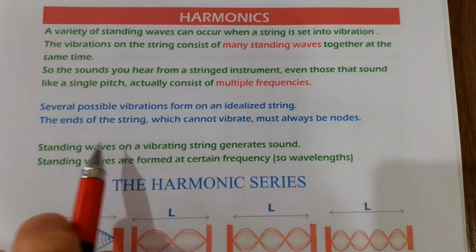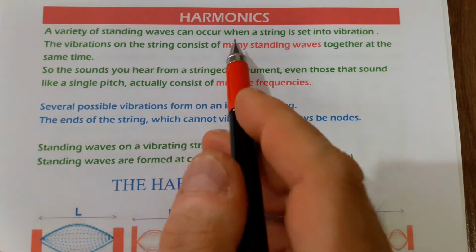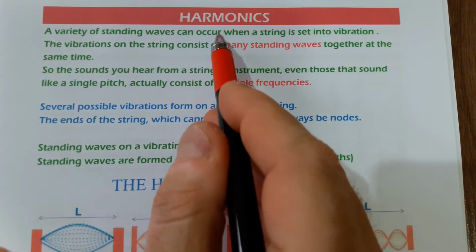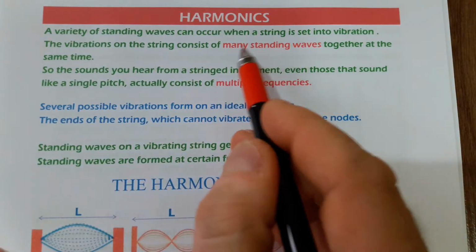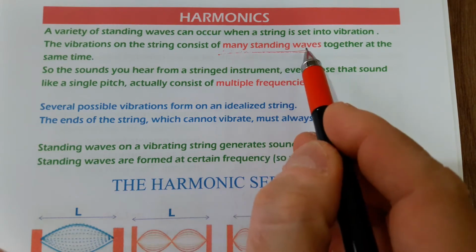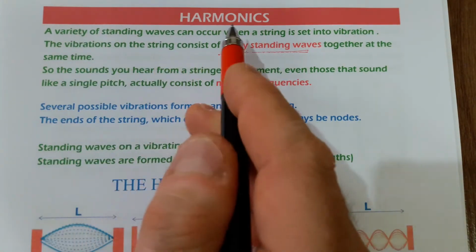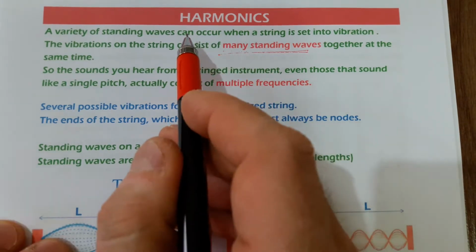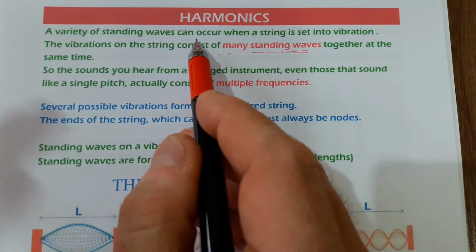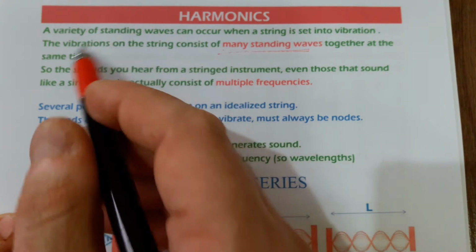Harmonics are the last section we are going to discuss in this chapter. In fact, these harmonics are related to standing waves. We studied standing waves in the previous chapter, chapter 3. Sound produced by the standing waves. We should first know this.